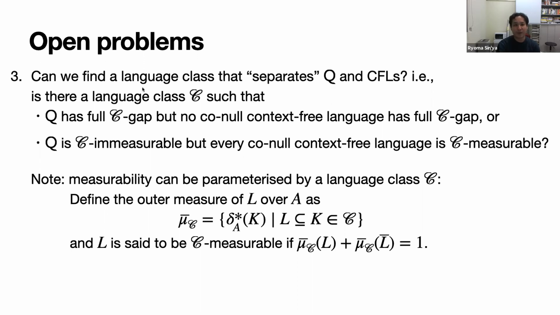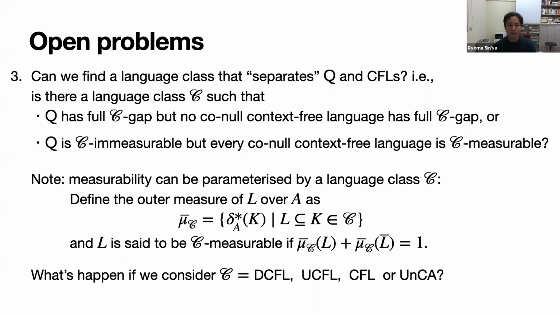And separates means the following situation: Q has full C gap, but no null context-free language has full C gap. Or more simply, Q is C immeasurable, but every null context-free language is C measurable. And I actually conjecture that Q is CFL immeasurable. But by definition, every context-free language is CFL measurable.